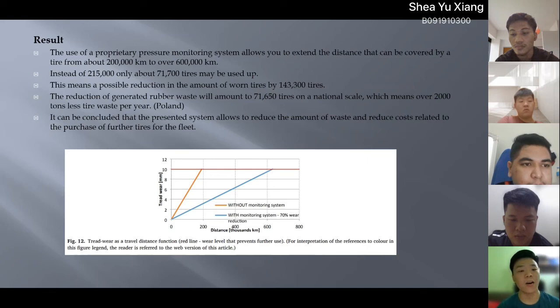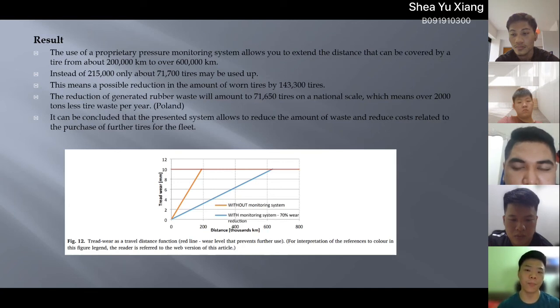It also means that it has a possible reduction in the amount of worn tires by 143,300 tires. So the reduction of this generated rubber waste will amount to 71,650 tires on a national scale, which means over 2,000 tons less tire waste per year. So this data is based in Poland. So in conclusion, it can be concluded that the presented system allows to reduce the amount of waste and reduce the cost related to the purchase of further tires for the fleet.